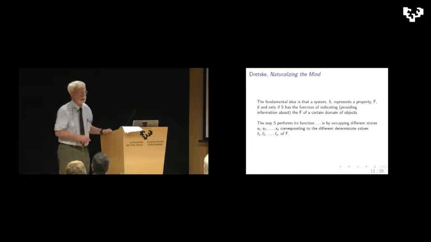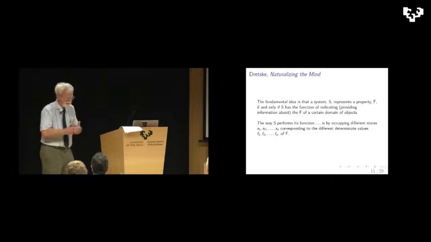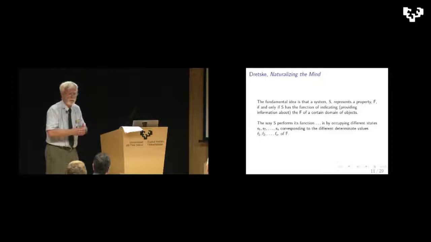So a state contains information about another state if there's a correlation. In particular, a state contains information about the environment that causes that state if there's a high correlation between certain kinds of environments and certain kinds of states. So in the case of the chicken, you think that there's some kind of perceptual state that is highly correlated with there being an edible kernel in front of the chicken. So the state indicates that environment.